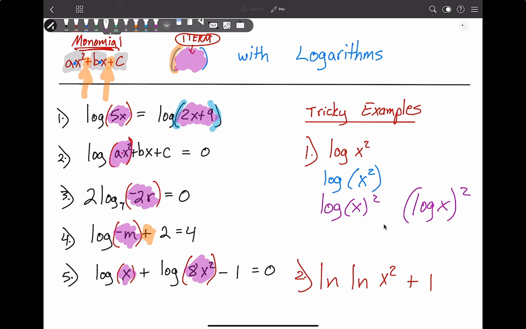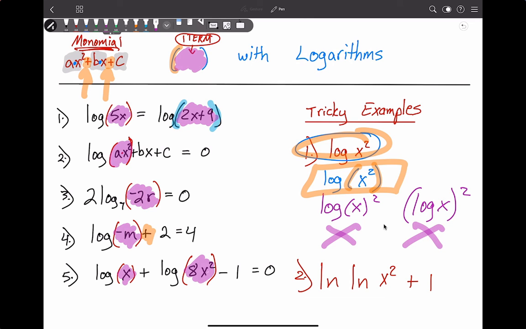Which one is it? I'll tell you right now, the correct parentheses interpretation is this one right here. So when you see log of x squared written like this, this one is the correct form. These right here are incorrect. These are actually equivalent. If you see log of x in parentheses and the squared piece on the outside, that's equal to log of x quantity squared. So all of this is the same as written here.